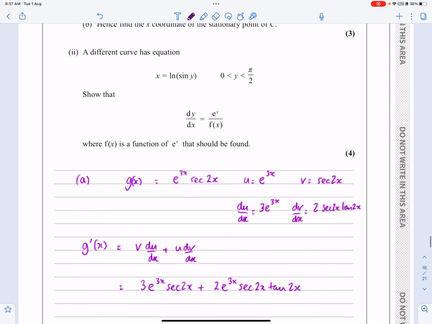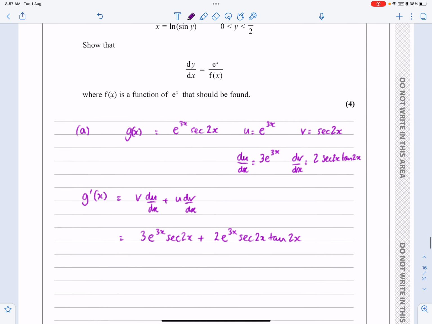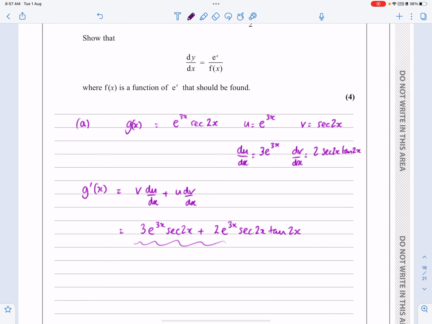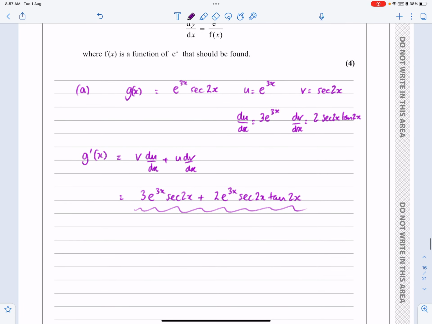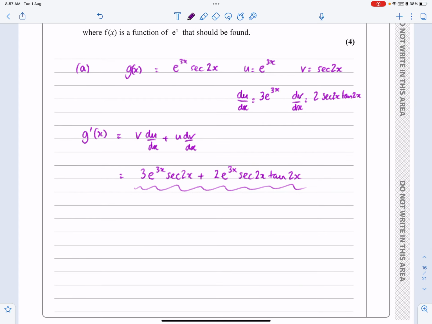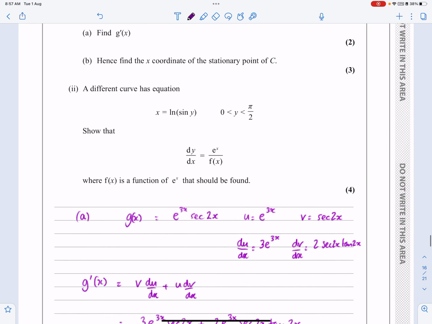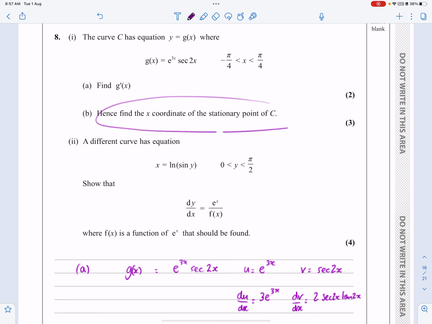Now let's just go back and say, what does it say here? It just says find g dash x. It doesn't say anything about simplifying it or tidying it up. So I'm going to leave that like that. Get used to that. That should be something that you're more than happy to do. If they want me to do any more work with that, and they do, they'll make me do it with the second part of the question.